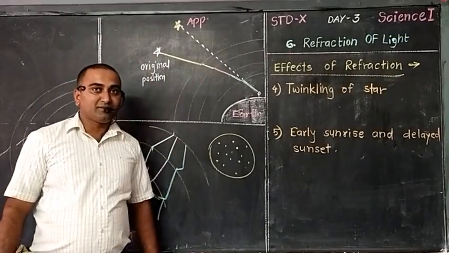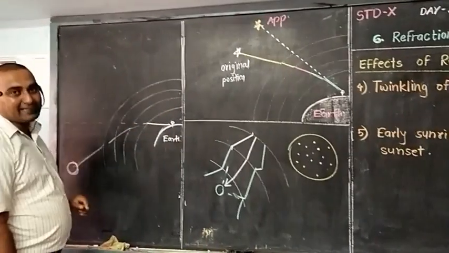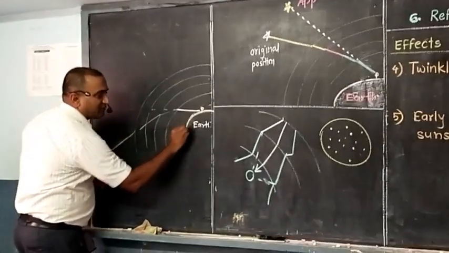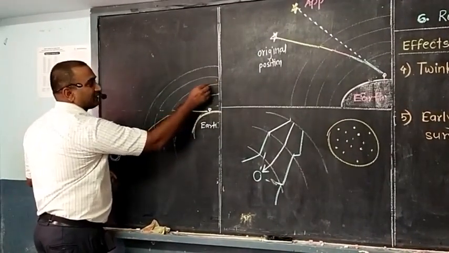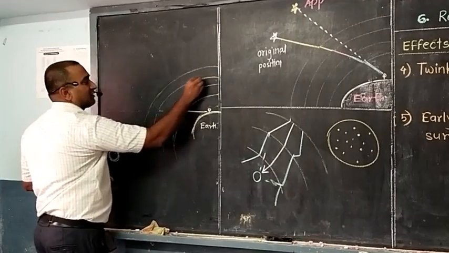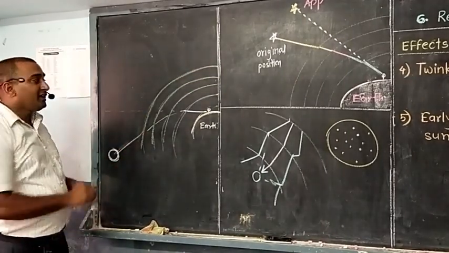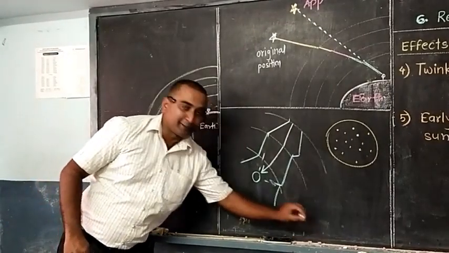One more concept we are discussing here, and that concept is early sunrise. See how early sunrise will happen here. Suppose this part is considered Earth. Many layers are there. These are the layers of the atmosphere, which is not constant, and each lower layer is more dense than the upper layer.